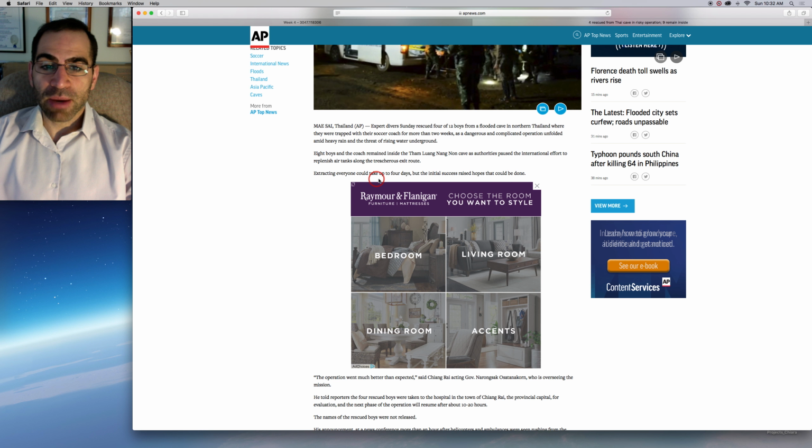Extracting everyone could take up to 4 days, but the initial success raised hopes that it could be done. So again, going back to our nut graphs, this encapsulates the story. It also is the focus. So now we know what this story is about, that they have to rescue them, and that it's possible that it can be done, but the air is an issue. So within the lead and the nut graph, we already know the basics of the story. What you could also have done in your nut graph is add more details.